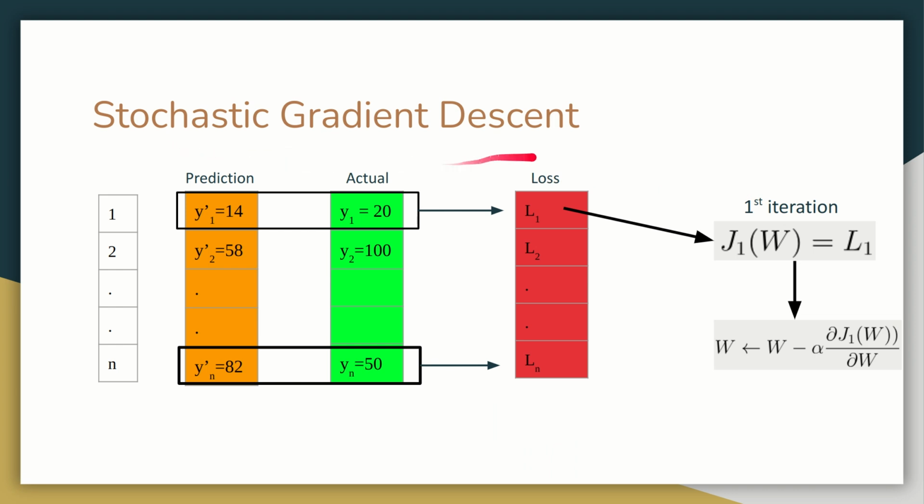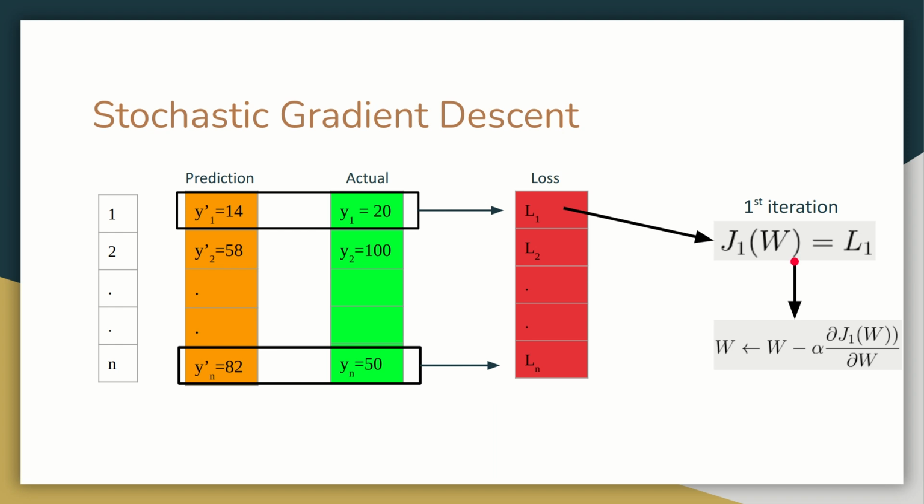So let us start with an example of stochastic gradient descent. In stochastic gradient descent, let's say we again have predictions and actual values. We'll be looking at the first training example. For this first training example, we'll calculate the loss using the prediction and the actual value. This loss will be L1. Now for the first iteration of our stochastic gradient descent, this loss L1 will be our cost function. So J1 is nothing else but L1, where L1 is the loss for the first training example.